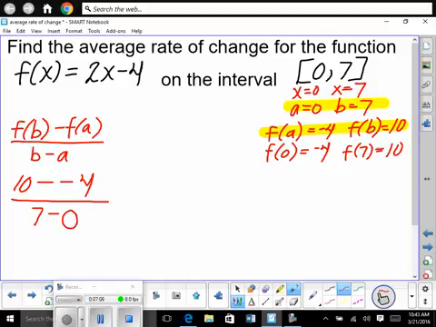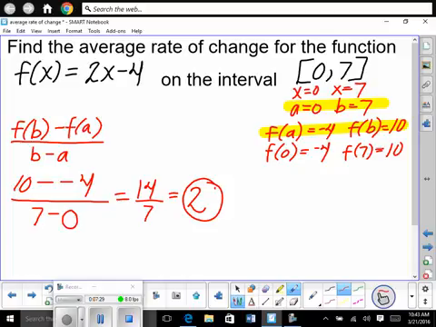Okay, we're almost done. On top, 10 minus negative 4 is positive 14, all over 7 minus 0 is 7. Now you can't just type that into your calculator right there, you'll get it wrong. You have to calculate the top, calculate the bottom, and then divide. Does everybody understand that? Okay, what's 14 divided by 7? 2. So our average rate of change is 2 on the interval from 0 to 7 for that function.